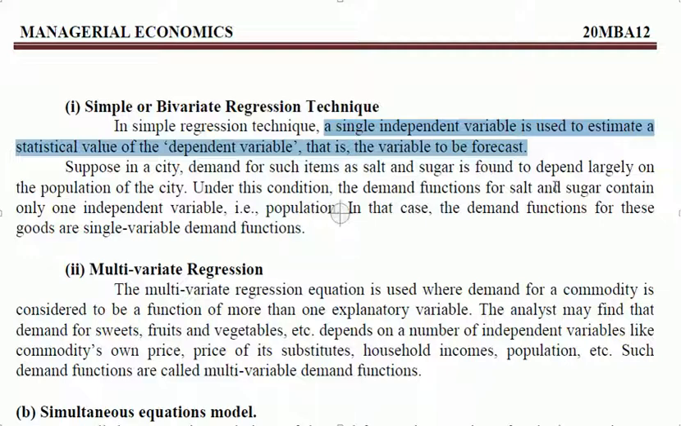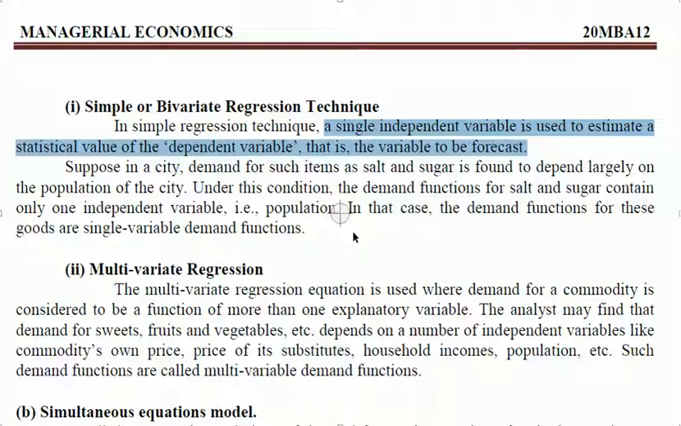Suppose in a city the demand for items such as salt and sugar is found to be dependent largely on the population of the city. Under this condition, the demand functions of salt and sugar contain only one independent variable, that is population. So if the population of a region is increasing, the demand for salt will also increase. If the population of a region is increasing, the demand for sugar will also increase.